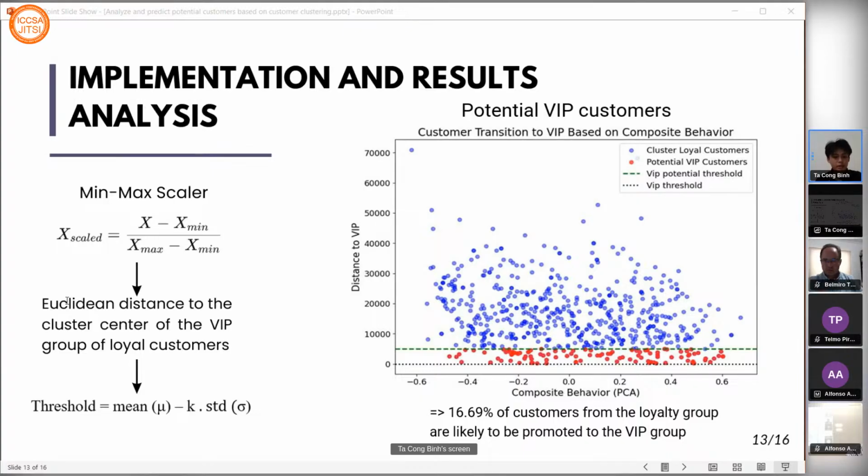Here, k is a changing parameter that allows us to control the number of customers we want to identify as potential VIPs. Any local customer whose distance to the VIP center is smaller than the threshold is classified as a potential VIP customer. What makes this method unique is its adaptability; the threshold dynamically adjusts to changes in the data over time. This gives businesses a flexible and useful way to identify high-value customers, improve VIP conversion rate, optimize marketing costs, and ultimately enhance customer lifetime value.